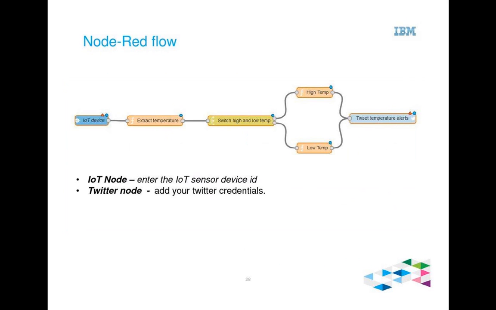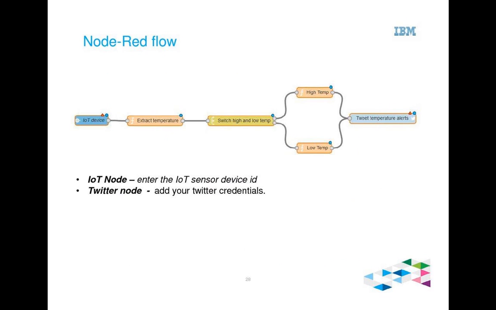So what happens here? On the left side, you see there is an IoT device node. There I'm going to specify the device ID, the simulator ID. I double click on the IoT device node and it will tell me where to put the device ID. That will receive the data from the simulator. The next node extracts the data from the payload and passes it on to the next node.